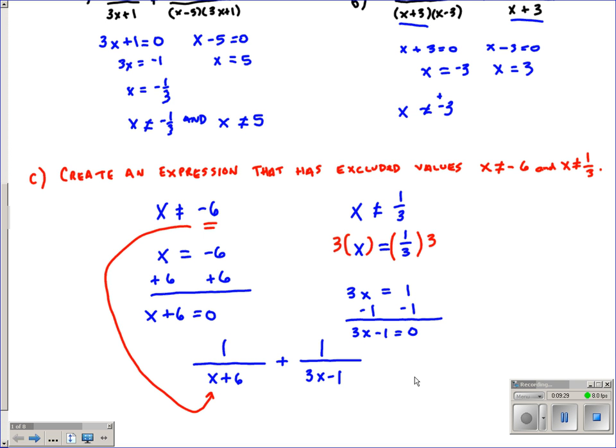Once again, these are excluded values. You also hear them called restricted values, possibly in class as well.